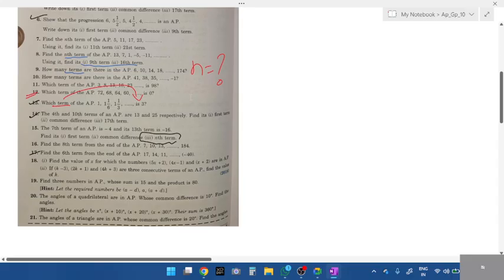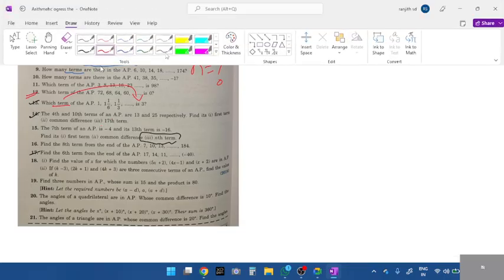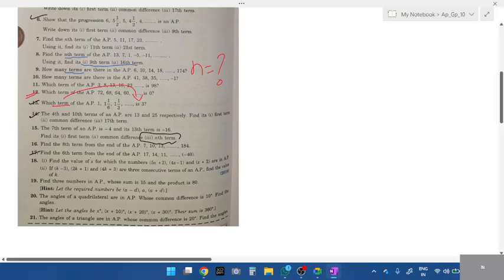I'll solve the 17th one. The 16th is easy; try the 16th later. Find the 6th term from the front or from the end, students? From the beginning or from the end? Respond, all of you. From the end of the AP. The actual AP given is 17, 14, 11.